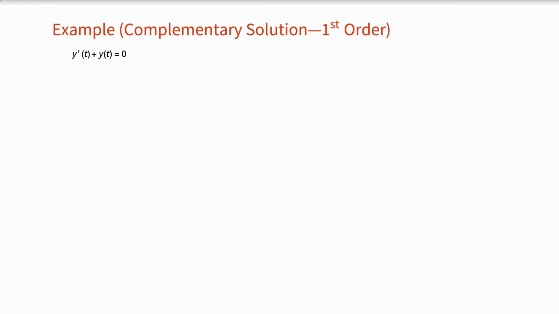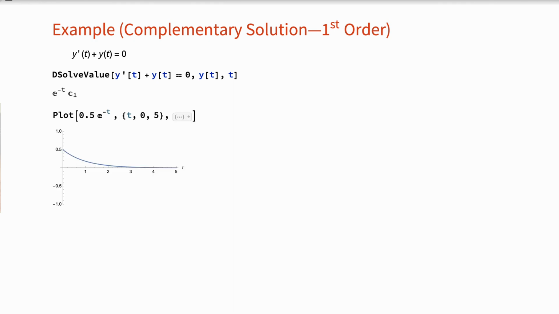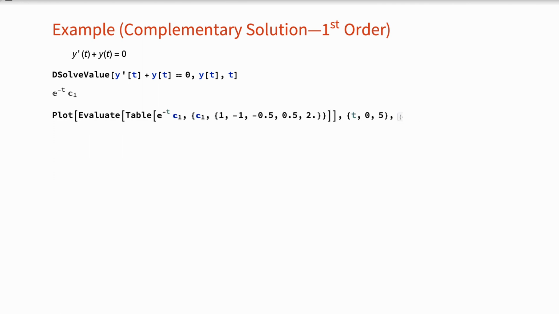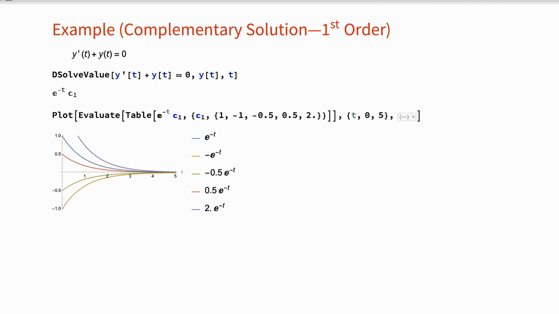For our first example, let's find a complementary solution to this first-order homogeneous differential equation. Using the Wolfram Language, we can solve the equation. And if we plot this solution for, let's say, C1 equal to 0.5, we can see that the solution is a decaying exponential. This plot also shows the solution for more values of C1. You can see how the solution changes for different values of the initial condition.